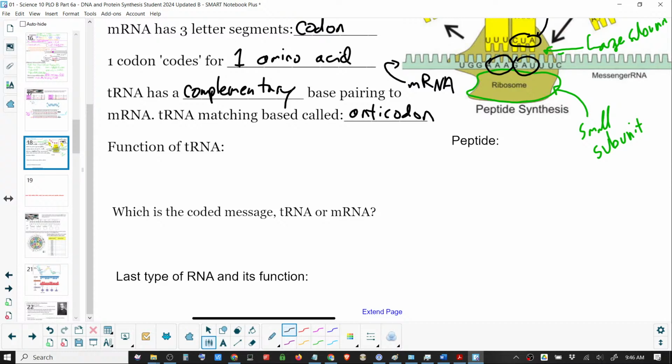Function of tRNA. The job of tRNA is to pair its anticodon with the correct codon, and to bring that particular amino acid. So there are individualized tRNAs, one for every type of codon, that carry a specific amino acid that matches with that codon.